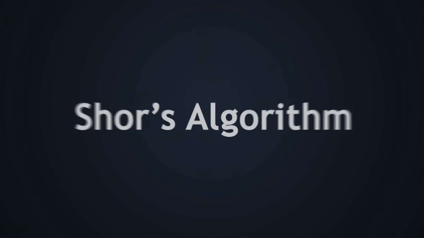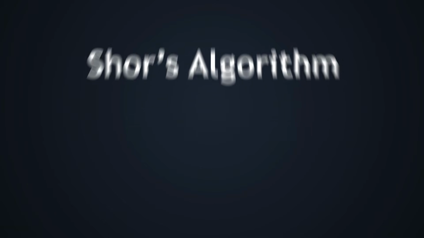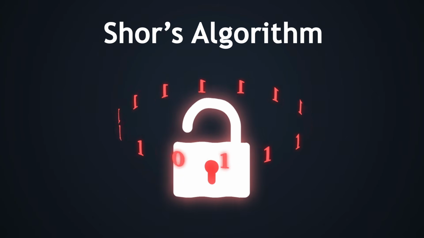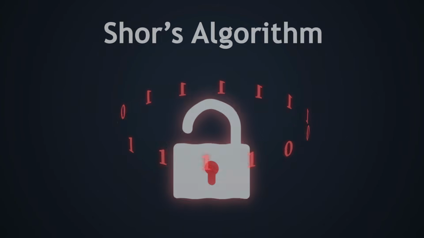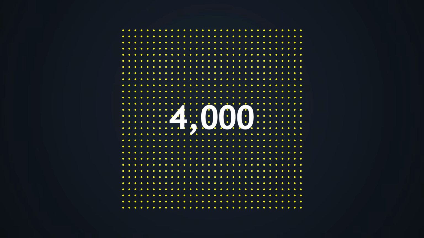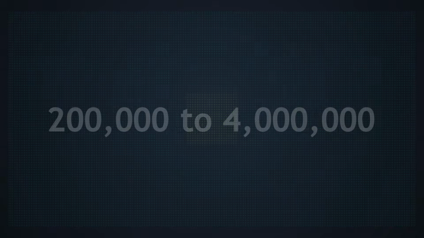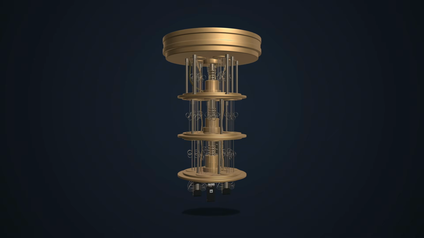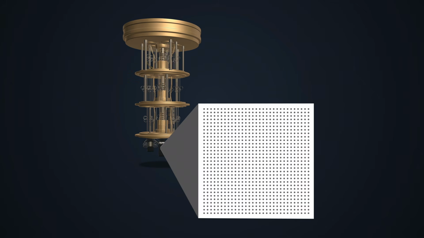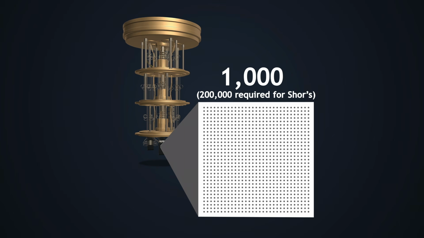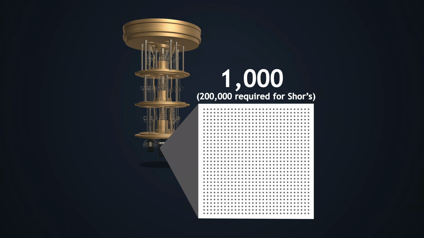Now, if we take Shor's algorithm as an example, which is an algorithm that puts the entire foundation of classical encryption at risk, this algorithm alone requires at least 4,000 logical qubits and an extra 200,000 to 4 million helping qubits. Now compare that to the most advanced quantum computers that we have today, which only have around 1,000 qubits in total. You can quickly see how far we are from the quantum cybersecurity threat.